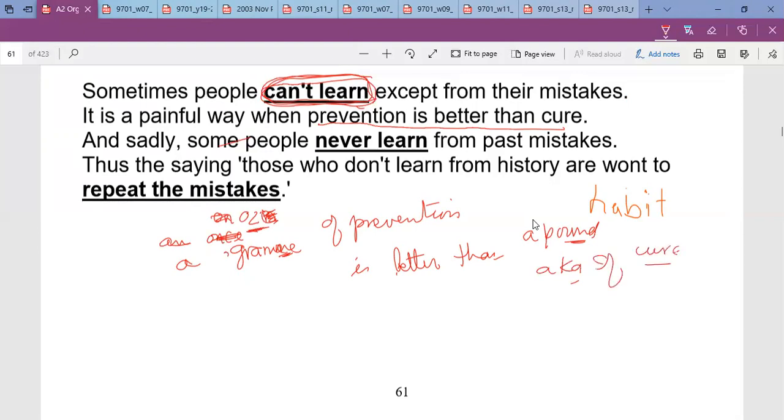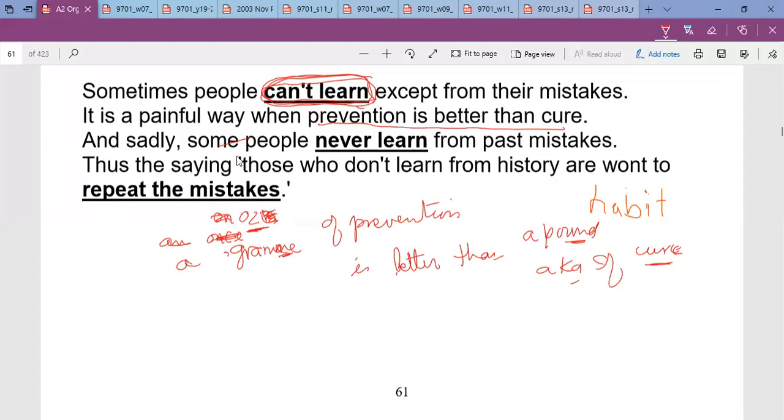Why? You want to go and get sick and then get cured? Don't get sick. Prevent yourself from being sick. Don't get this COVID-19 and then get cured, and then after that you get all tired and all the symptoms again. Don't get it. Wear a mask. Wash your hands. Keep your social distance, whatever.